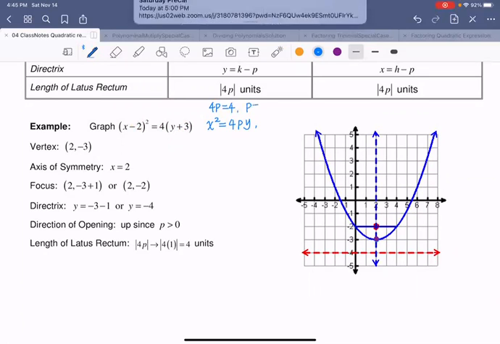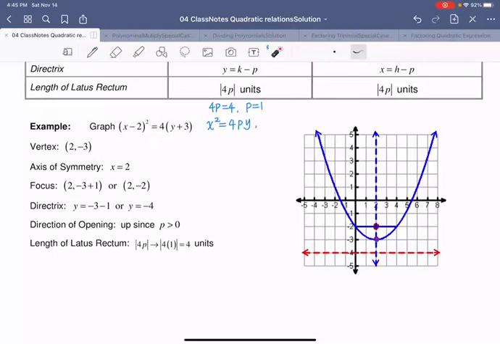So p equals 1. If p equals 1, then we can say vertex. Now, vertex is easy because you make your square term equal 0. So your vertex will be, make that equal 0, x is 2. Make this thing 0, y is negative 3, right? Okay, so that's the vertex.